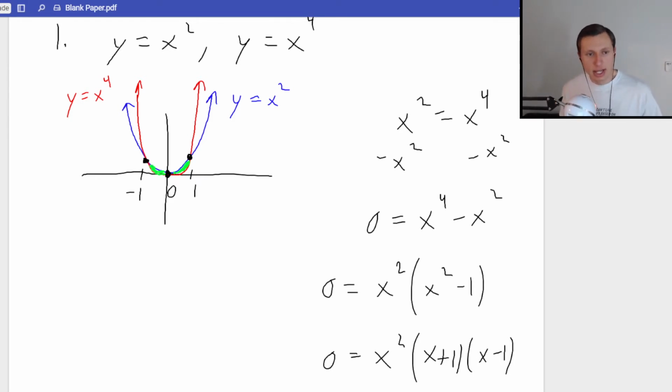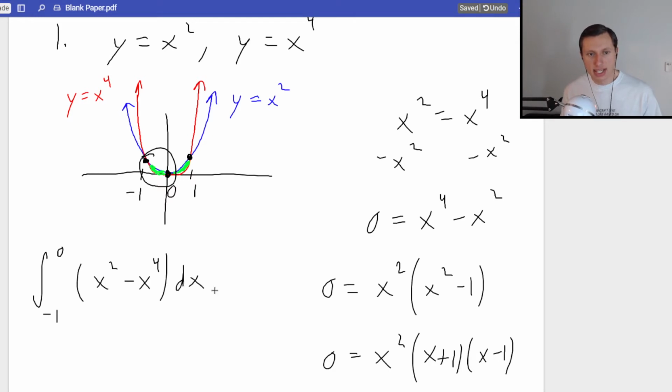It's going to be the integral from negative 1 to 0. Because remember, it's the integral from x1 to x2 of top minus bottom, right? So x1 and x2, those are my x points. Negative 1 and 0 for the first one. The top function, just look at the left side. The top function is x squared. So it's x squared minus x to the 4th dx. There's my first integral. Great.